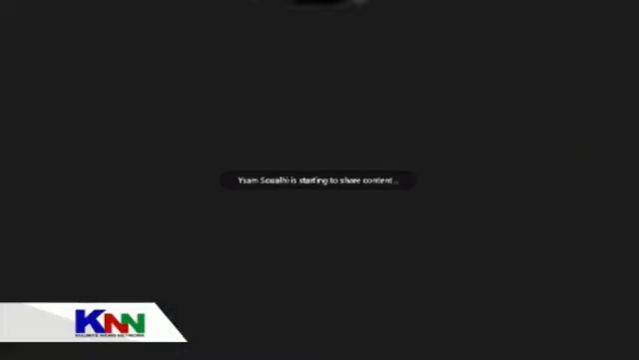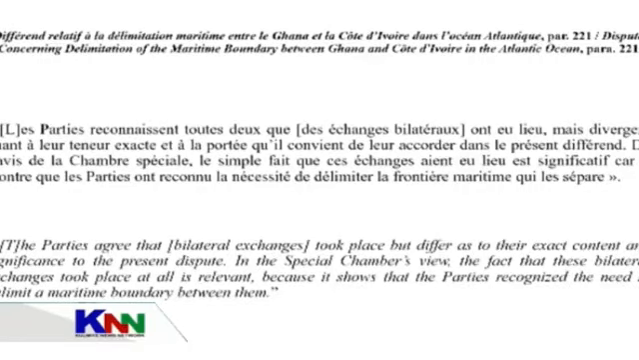So, Madam President, without wishing to encroach on some of the demonstration of facts that falls particularly to Philip Sands, I would like to note that so as to appreciate the scope of the conduct of Somalia, certain precedents seem to be of particular importance. This is the case, for example, in the cases noted by the ITLOS Special Chamber, Ghana versus Côte d'Ivoire, in which they noted that the parties agree that bilateral exchanges took place, but differ as to their exact content and significance to the present dispute.